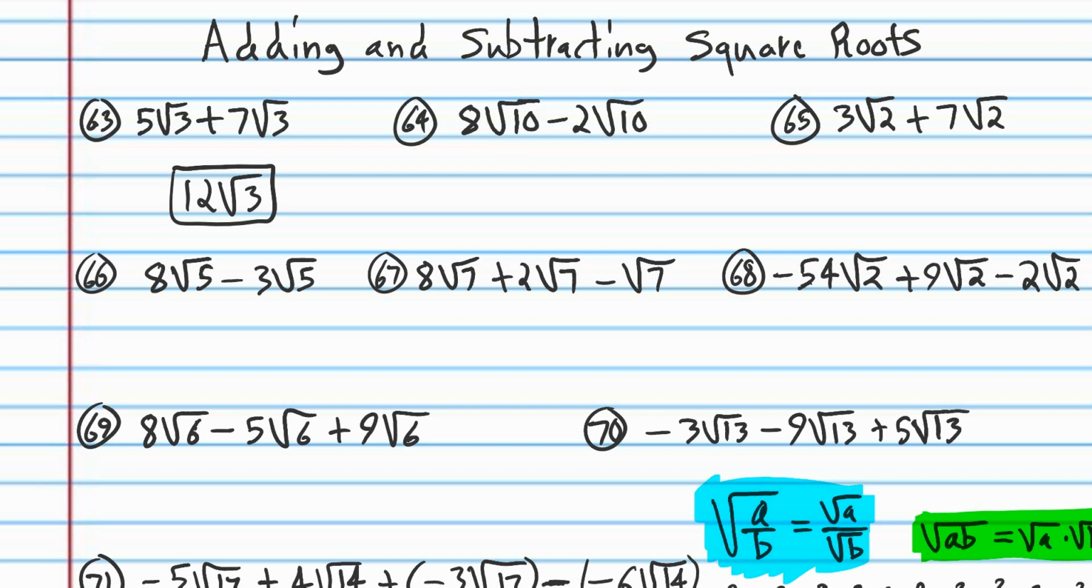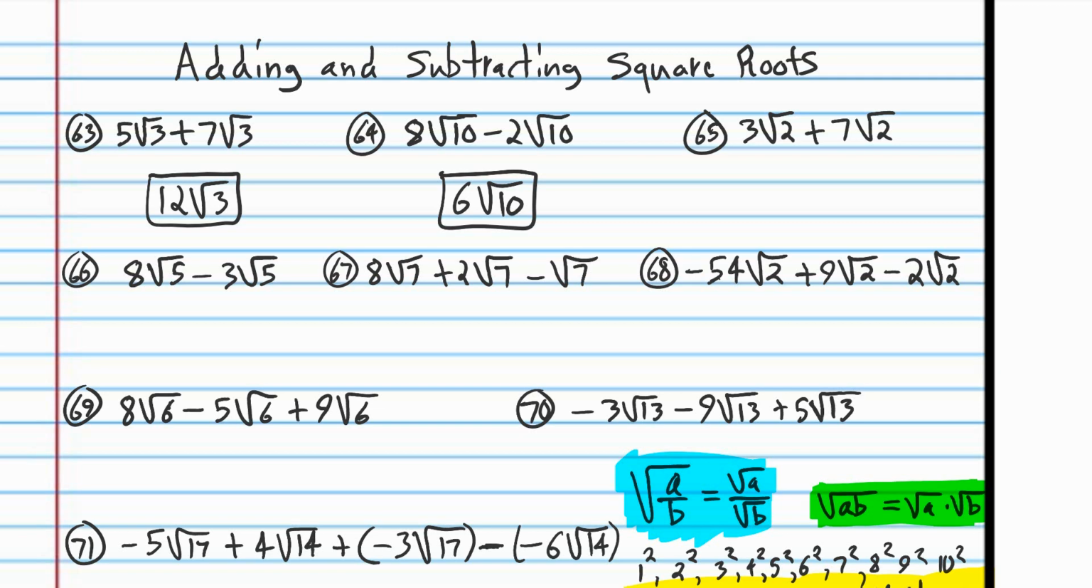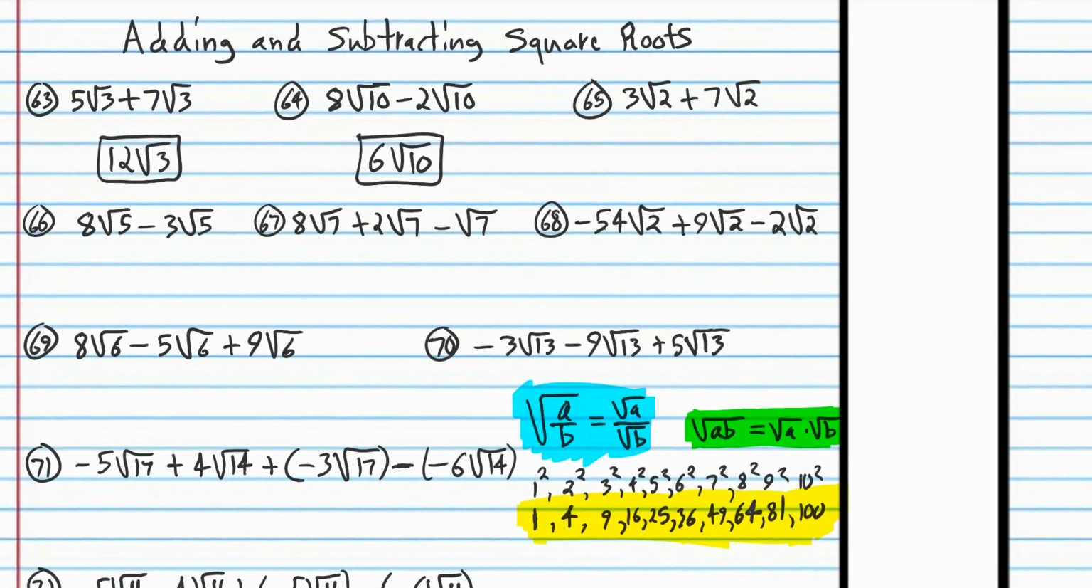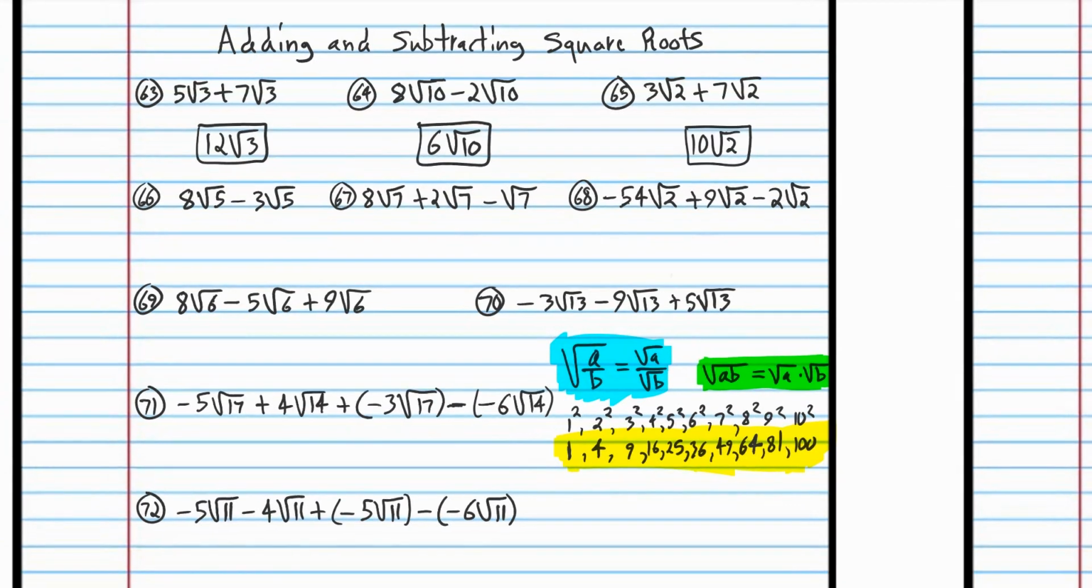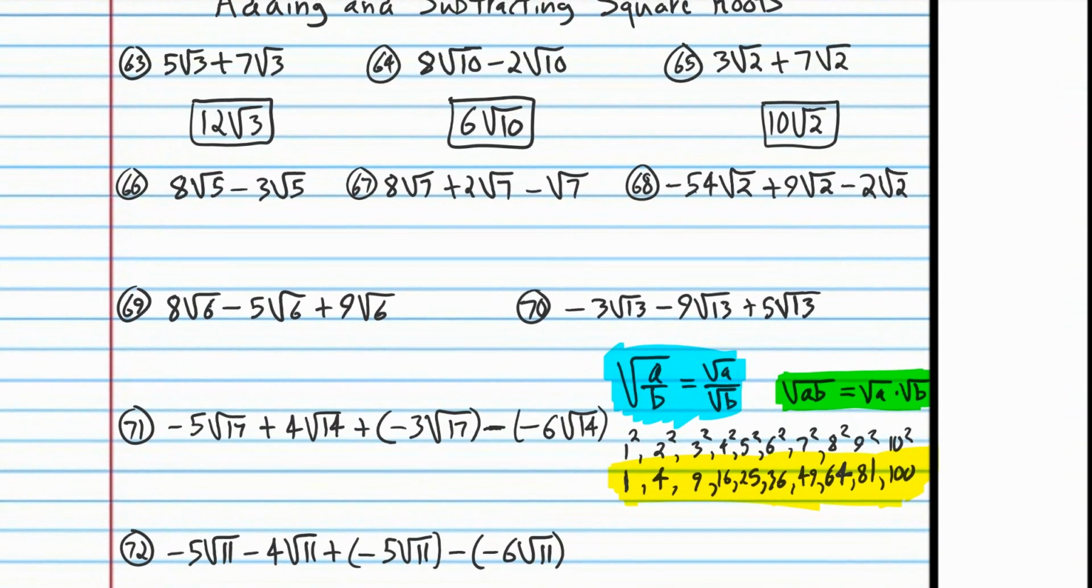All right, we're back. 8 root 10 minus 2 root 10 is 6 root 10. So if you got 6 root 10, good job. Try number 65, and when you come back, we'll do it together. All right, we're back. 7 root 2 plus 3 root 2 is 10 root 2. Just waiting for my computer to catch up there. All right, so try number 66, and when you come back, we'll do it together.